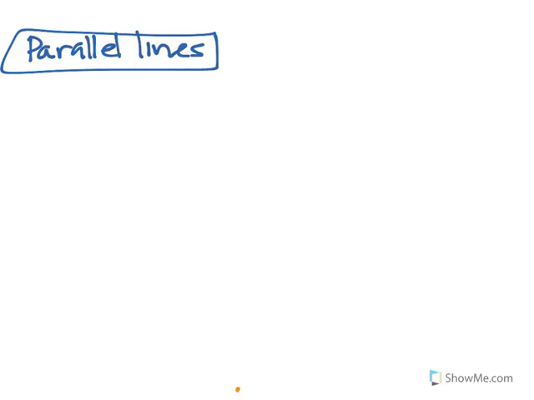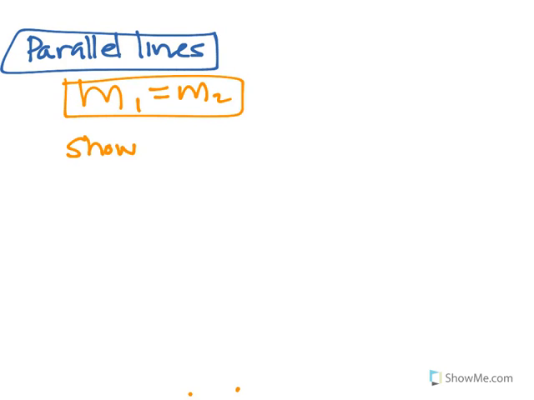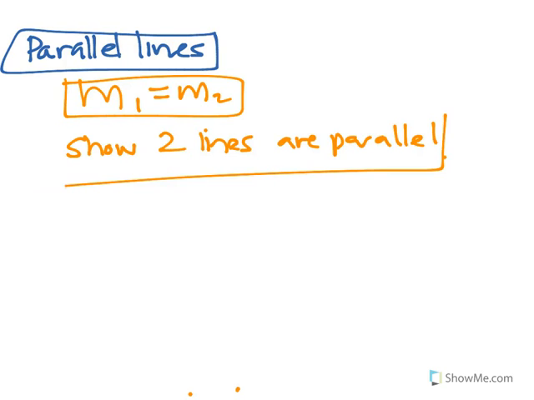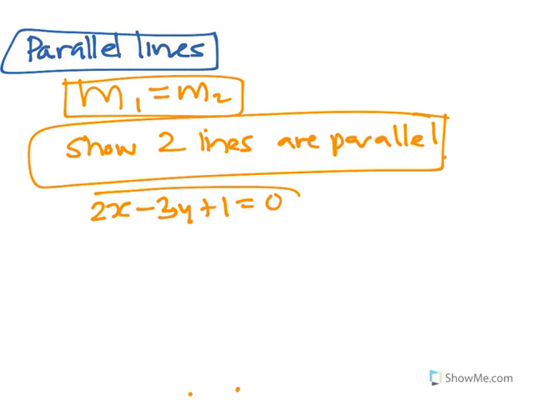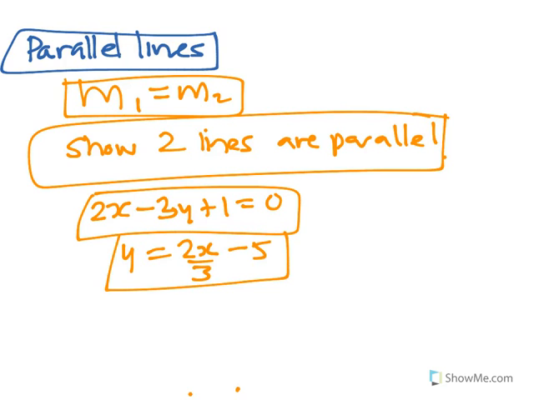Parallel lines have the same gradient or the same slope, so m1 is equal to m2. So if you want to show that two lines are parallel or not parallel, if they're parallel they'd have to have the same gradient. So say 2x minus 3y plus 1 equals 0, and y equals 2/3 x minus 5.